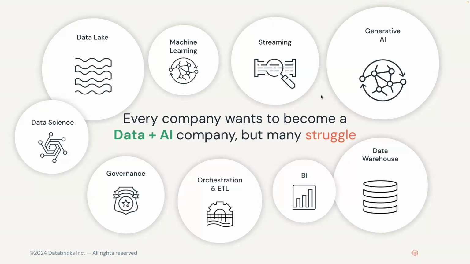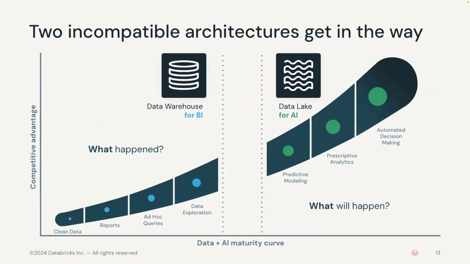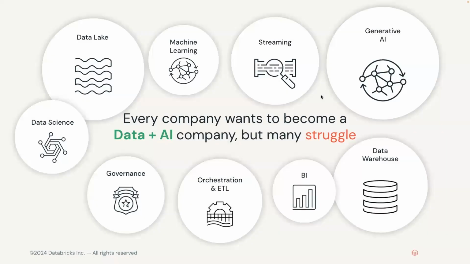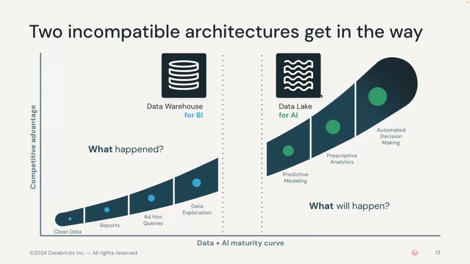Okay. So right now in the market, every company wants to become a data and AI company, but many struggle to do that. And the main reason for that is because your data is in silos. You use different governance, and there are different orchestration and ETL tools. And when you look at the journey of the entire data and AI platform, right? I started working in the data and AI field more than a decade ago.